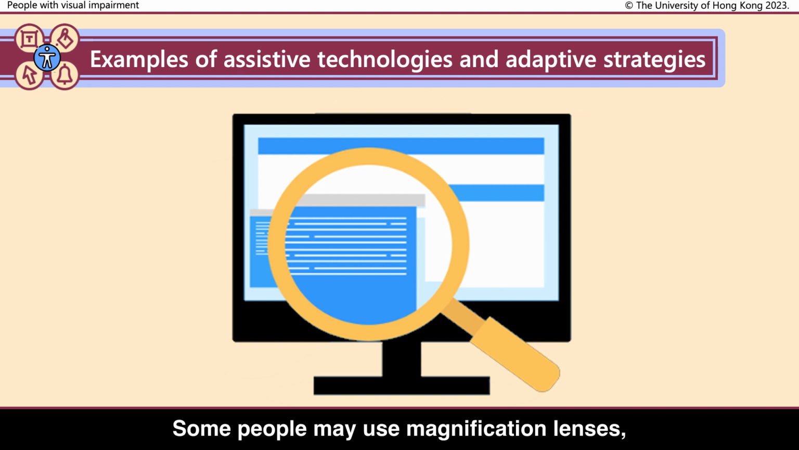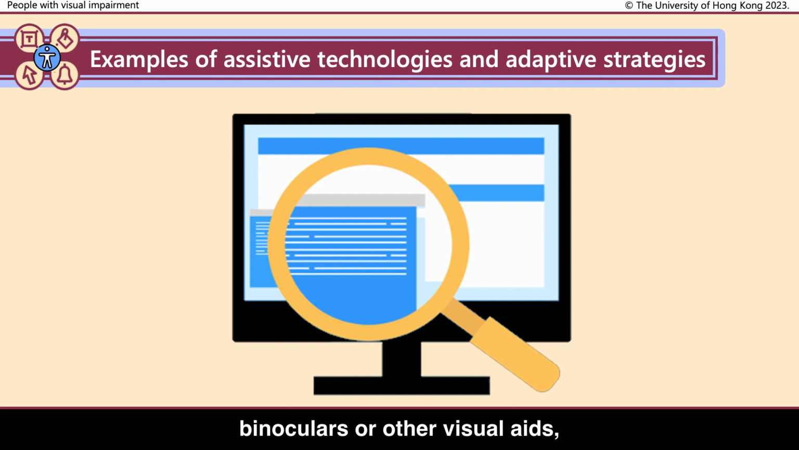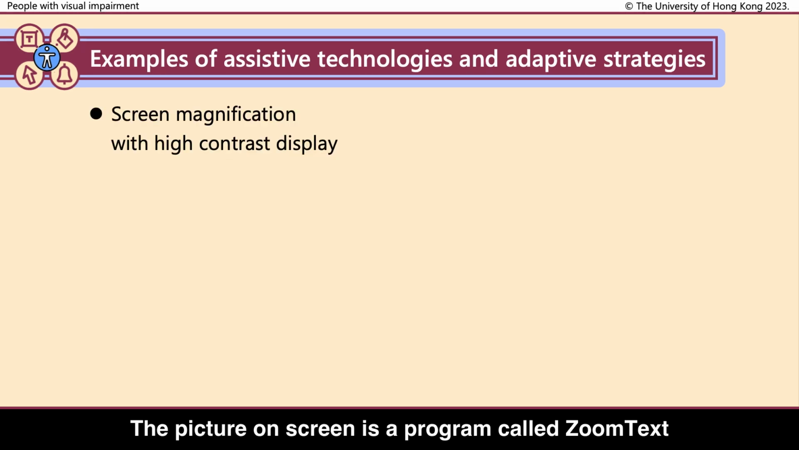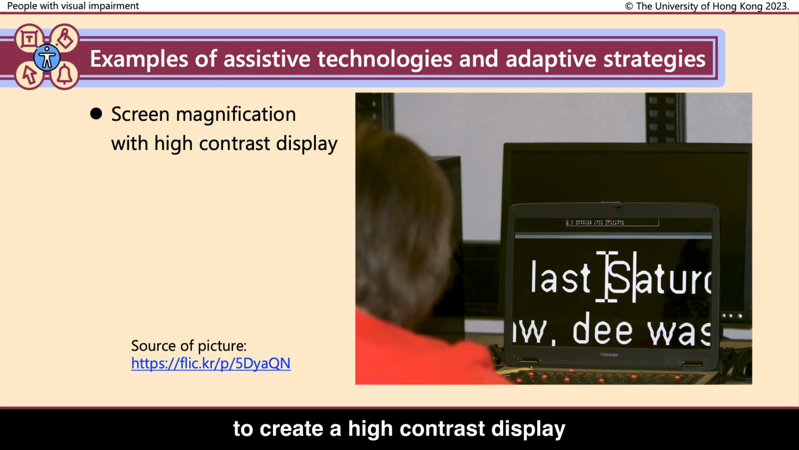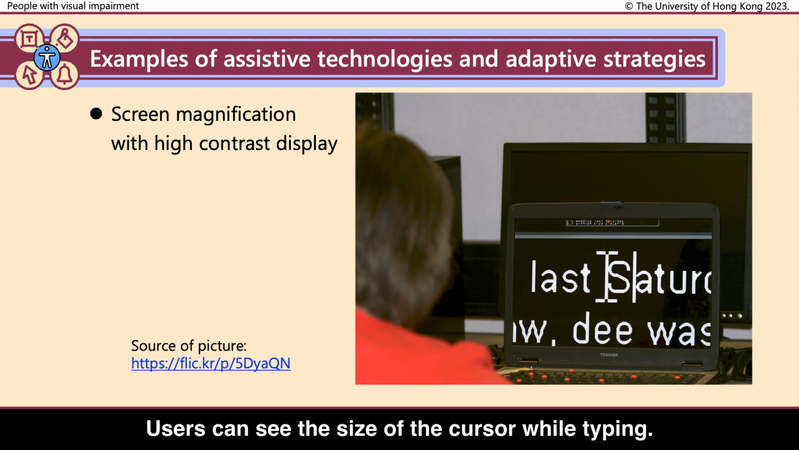Some people may use magnification lenses, binoculars, or other visual aids, and software such as screen magnifiers to better see the content. The picture on screen is a program called ZoomText to create a high-contrast display with white letters on black. Users can see the size of the cursor while typing.